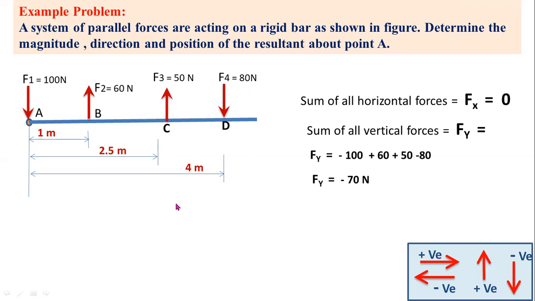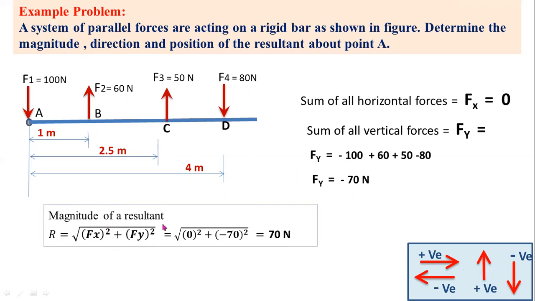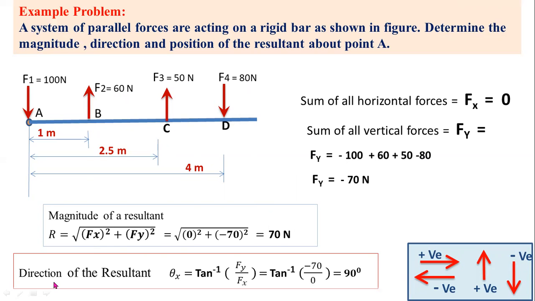Already we know the formula for magnitude of a resultant, R equals square root of horizontal forces square plus vertical forces square equal to 70 newtons. This is the magnitude of a resultant. In similar way, direction of the resultant, theta x equal tan inverse of Fy by Fx, with Fy equal to minus 70 and Fx equal to 0. That is infinity. Tan 90 degrees equal to infinity. So theta x equal to 90 degrees.